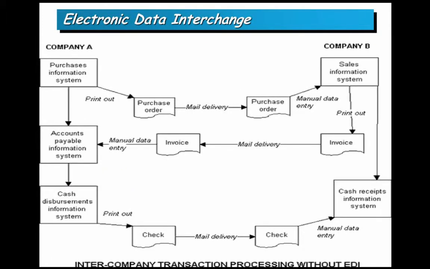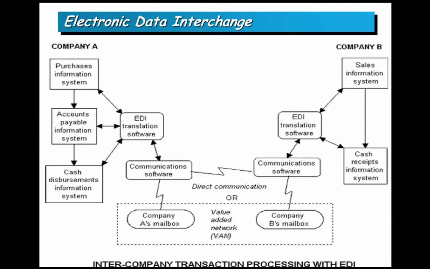EDI, Electronic Data Interchange. So back in the day, a company wanted to buy something from another company. They'd put out a purchase order. It would be mailed. They would ship the goods. They would then mail the invoice. They would then print a check and mail the check. And then you'd be done in about 3 weeks, if you're lucky. EDI takes that, and all of those steps can happen immediately through just online.